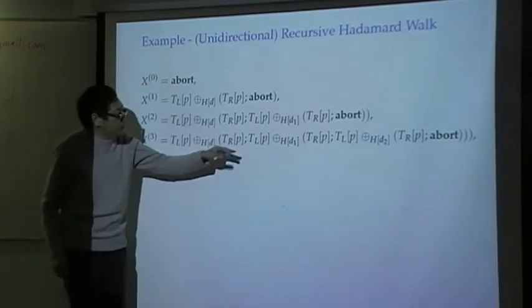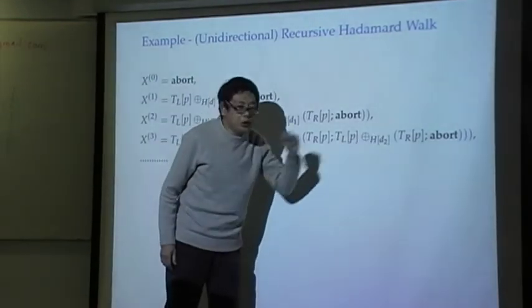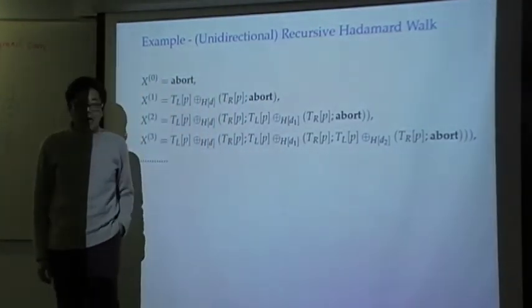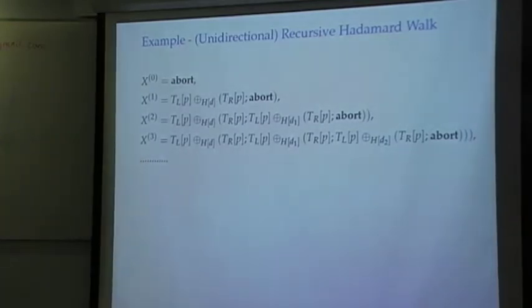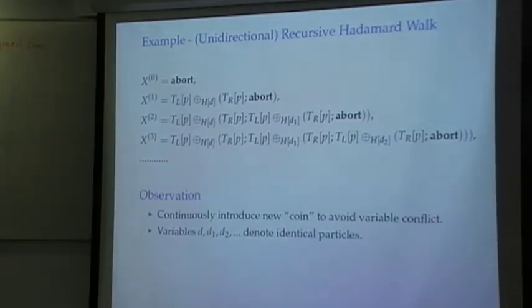So again, we need to introduce a new coin variable d2. So we observe that we must continuously introduce a new coin to avoid the variable conflict. And the variables d1, d2, d3 must denote identical particles.